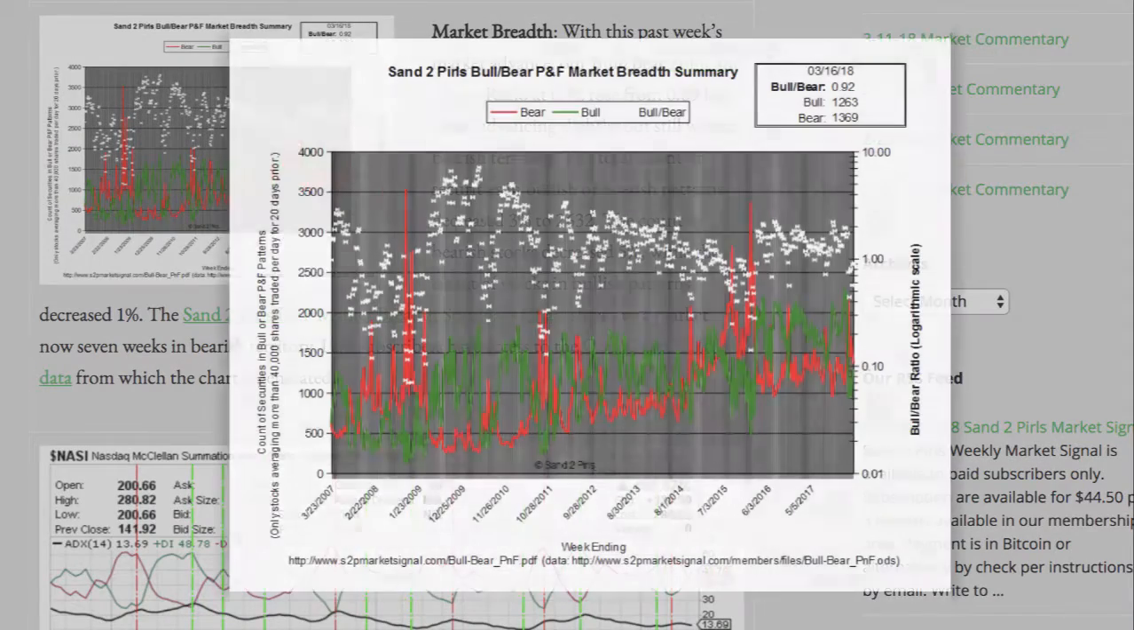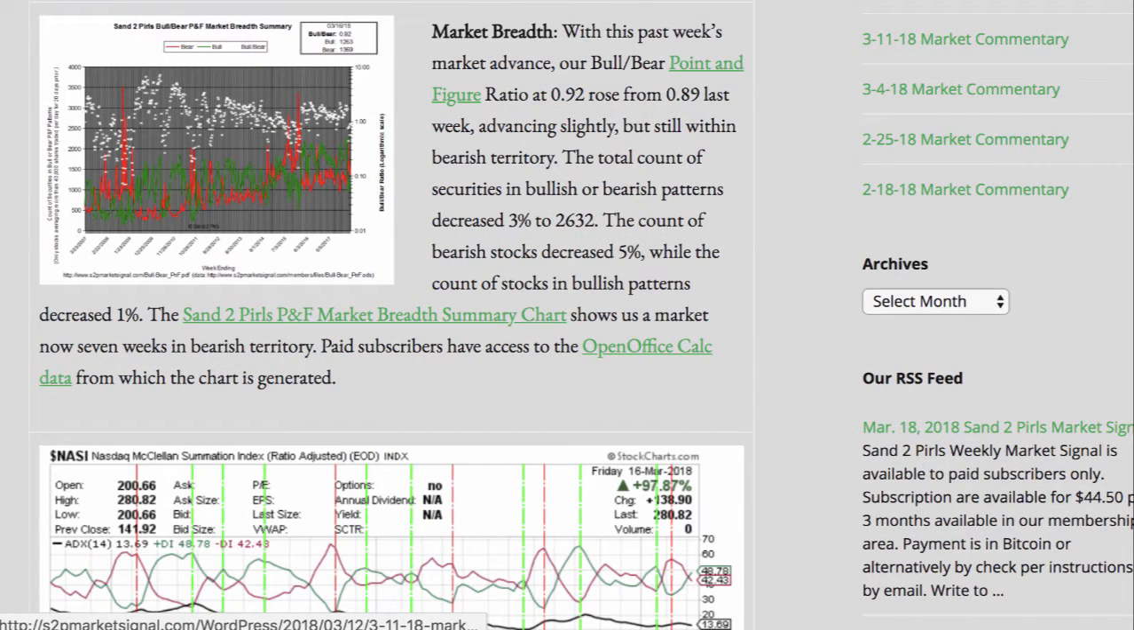Market breadth. With this past week's market advance, our bull-bear point and figure ratio at 0.92 rose from 0.89 last week, advancing slightly, but still within bearish territory. The total count of securities in bullish or bearish patterns decreased 3% to 2,632. The count of bearish stocks decreased 5%, while the count of stocks in bullish patterns decreased 1%. The Pirls PNF Market Breadth Summary Chart shows us a market now 7 weeks in bearish territory.